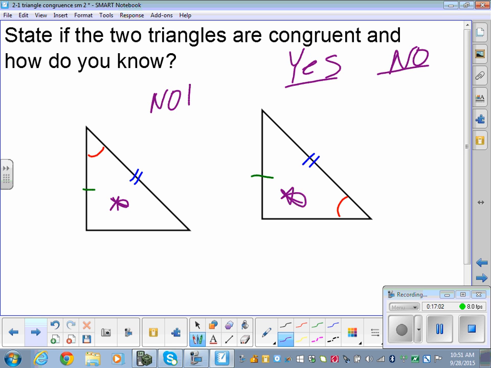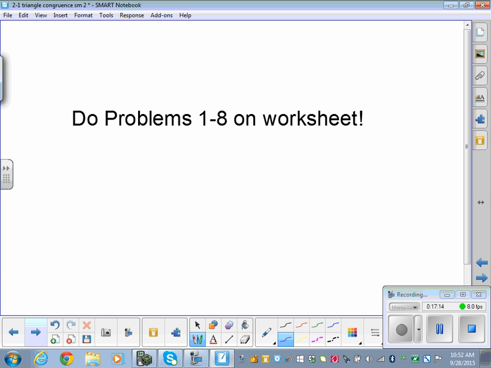So that was good. Very good. Court arguments both ways. So this one's not congruent. Does that make sense on this one how the order wasn't the same? Very good. All right, awesome job, both of you. All right, do problems 1 through 10 on the worksheet.